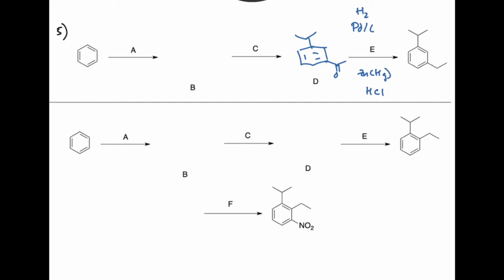All right, so what should B be? What is the structure that B should be? It should be just the ketone, right? Because when we want the group that directs meta on the ring, so that when we add the alkyl group, they end up meta to each other.